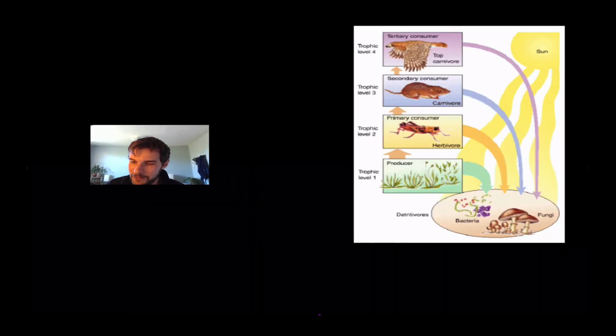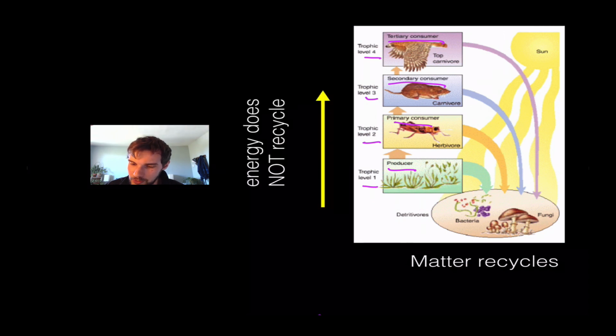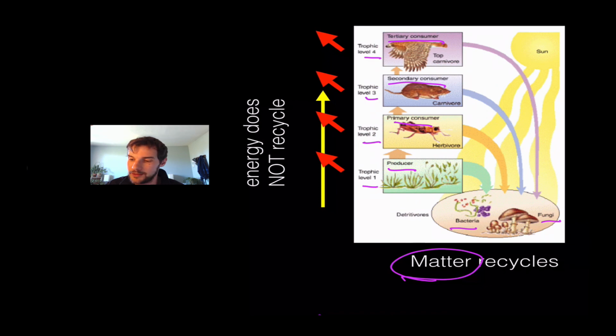So again, a different graph for this. As we go up the different trophic levels, trophic level 1, 2, 3, and 4, which are producer, primary consumer, secondary, and tertiary consumer, the energy will go up, but it will not recycle. What does recycle is the matter, and that's going to be recycled by the decomposers, which are the fungi and bacteria. And all of the energy is going to be lost mainly through heat, a large portion of it.